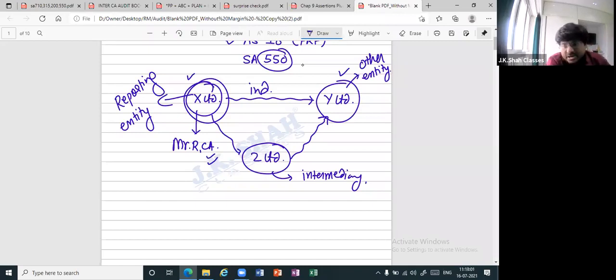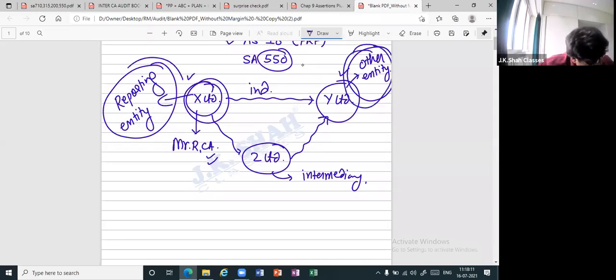Related? Still related. It means, use common sense. Whether the reporting entity controls the other entity or the other entity controls the reporting entity, they are still related parties. That's why I told you husband and wife.